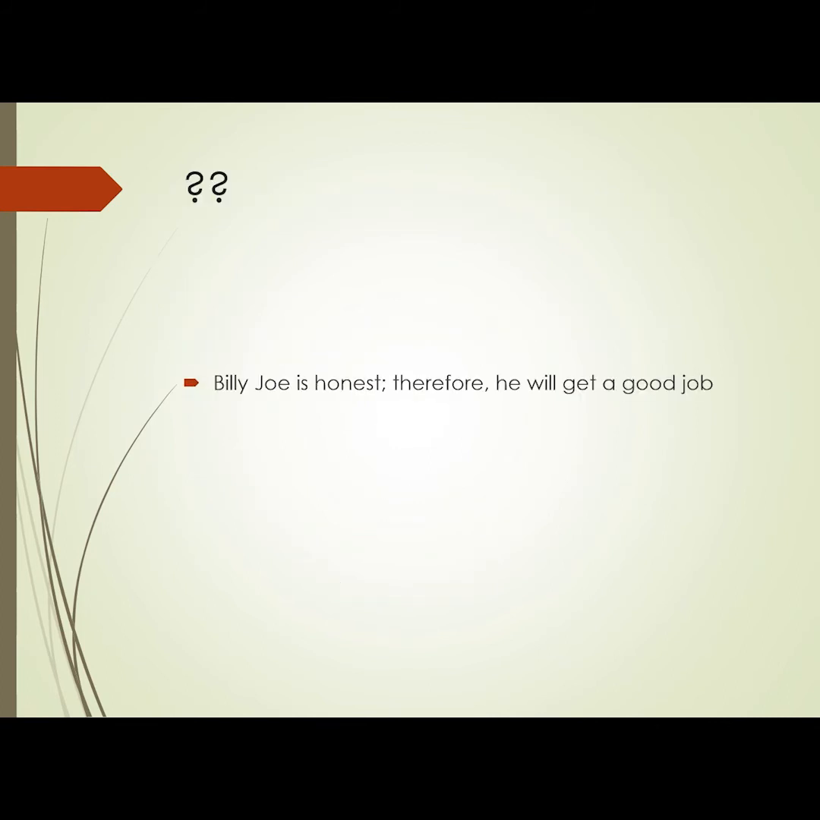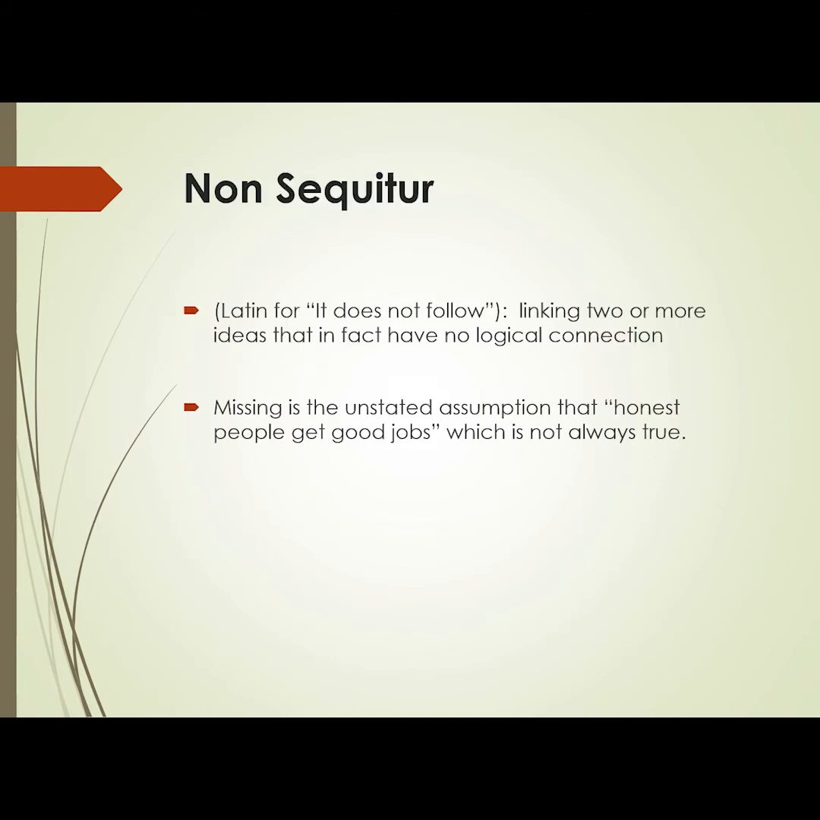Billy Joe is honest, therefore he will get a good job. So here we have someone being honest, and the result of that being getting a good job. This is something where the logic doesn't necessarily follow. It's a non sequitur, that logical thinking. Just because Billy Joe is honest doesn't mean he'll get a good job. It just means that Billy Joe's honest. He's going to tell the truth. Telling the truth might not necessarily be a prerequisite for getting a good job.